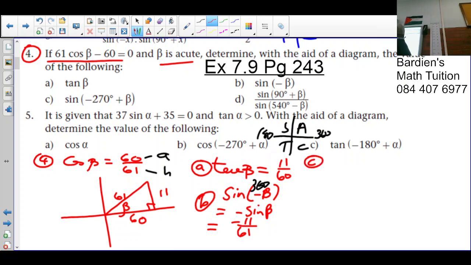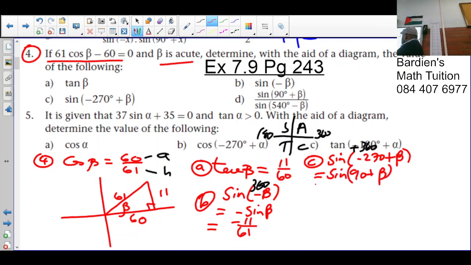Let's look at C. C is sine of negative 270 plus beta. What do I do here? Add 360. But add 360 to negative 270, what do I get? 90. So it's sine of 90 plus beta. Which quadrant is that in? Second quadrant. Is sine positive or negative? Positive. Changes to? Cos beta. And what does cos stand for? Adjacent over hypotenuse.